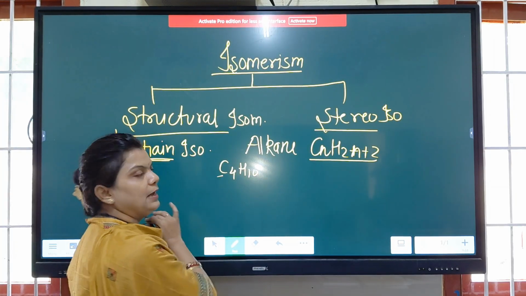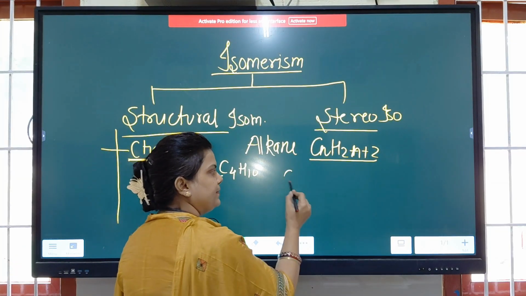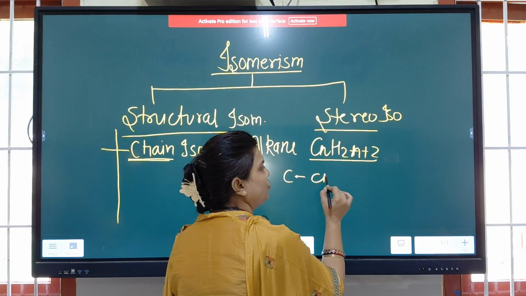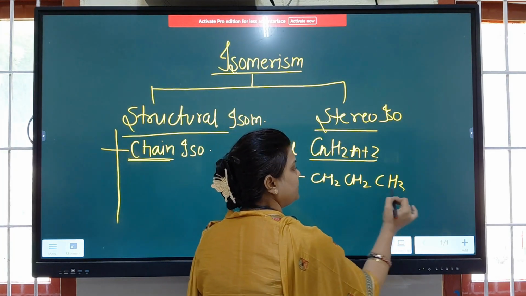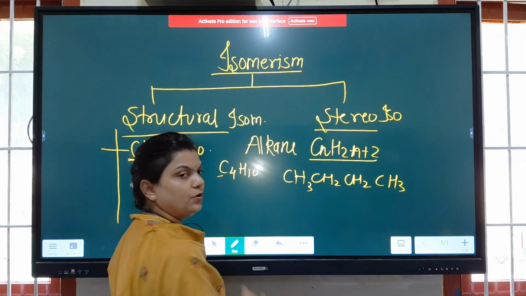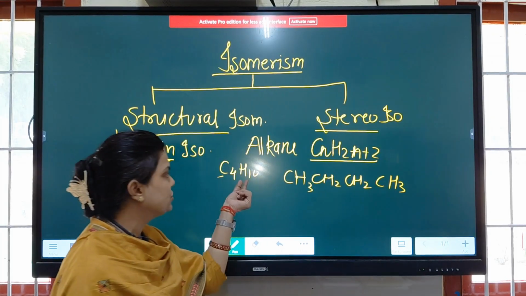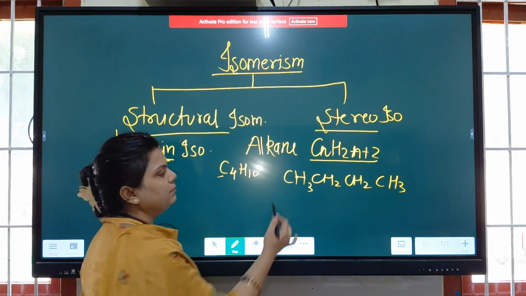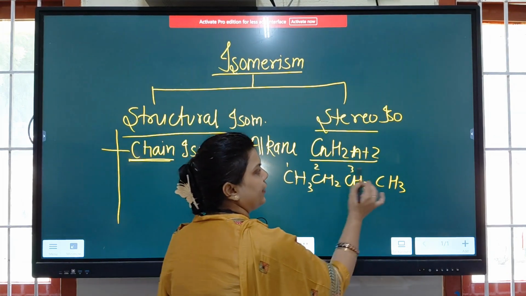Here the number of carbons is 4. Firstly, I have drawn its chain: carbon 1, 2, 3, 4, like that. Just count the number of hydrogens: 3 plus 2 plus 2 plus 3 equals 10. And the number of carbons is 4. Just number them 1, 2, 3, 4.